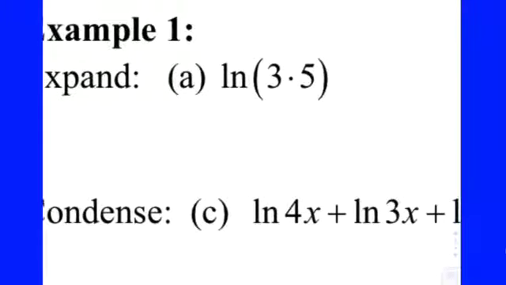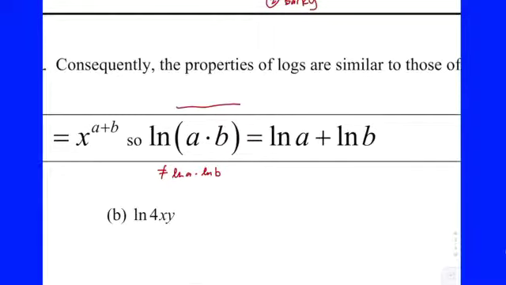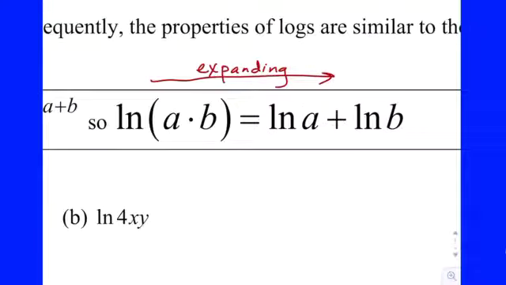Let's try it out. Example 1, it says to expand. What does expand mean? Let me go ahead and show you what it means. If we go from left to right, this is called expanding. And if you had logs in Algebra 2, some of you might have, whether it was last year or 2 years ago, you learned these properties. Expanding is when you're going from left to right. You're creating more terms, okay? But the rules also work in reverse.